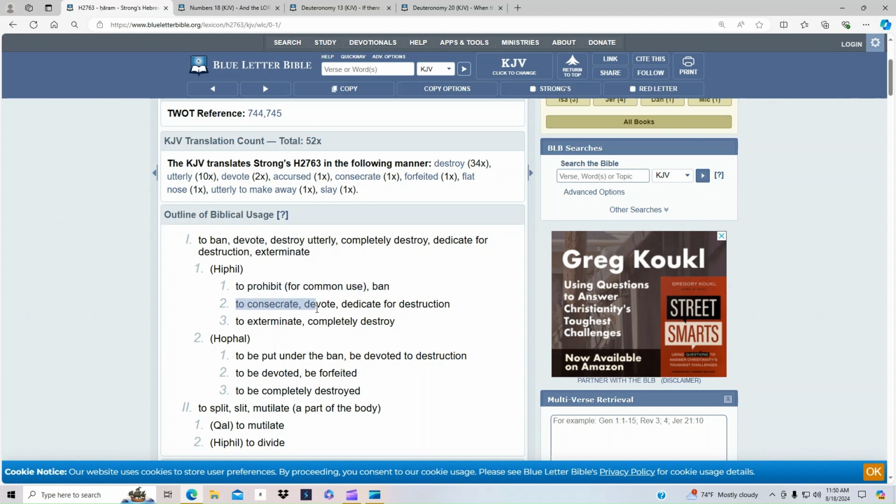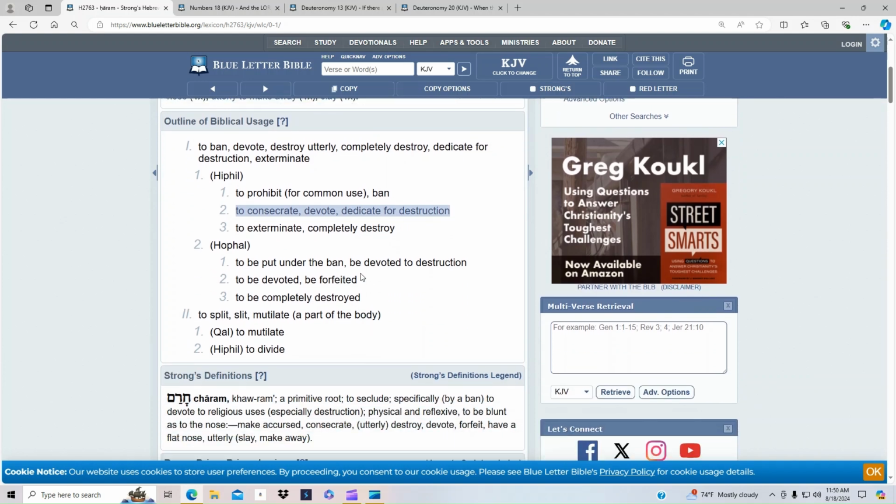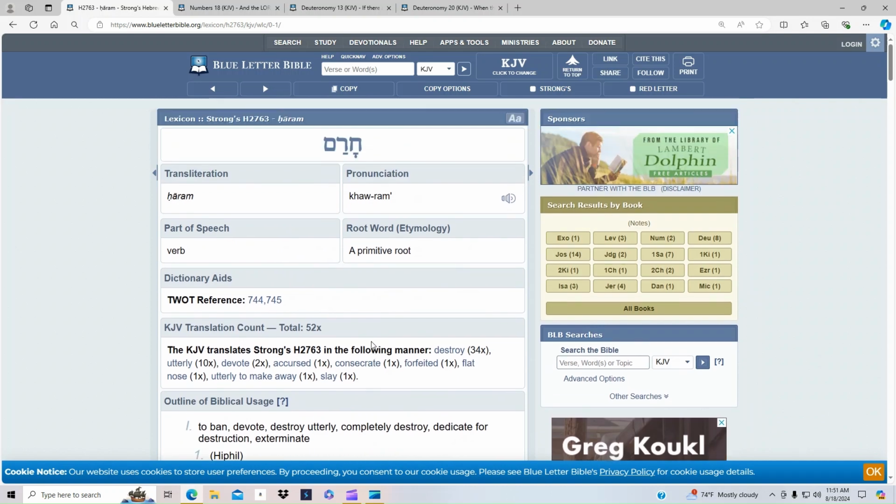To consecrate, devote, dedicated for destruction, to exterminate, completely destroy, to put under the ban, be devoted to destruction, to be devoted, be fortified, to be completely destroyed, to split, slit, mutilate a body or a part of the body, which could get into, of course, certain sacrifices that were done, to mutilate and to divide. So it's really key context to look at these things. So verses like these can be disturbing to people as they look through the Bible and read.